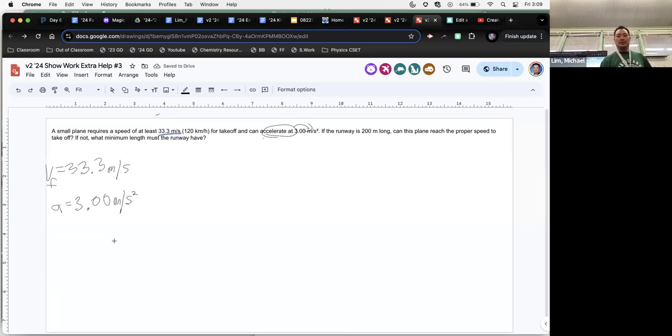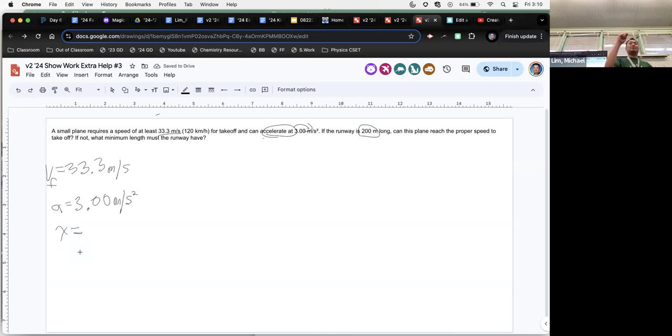Okay, Emiliano, what should we do with this 200? What should that variable be? M is meters, which is what we put for our final answer. But in our equations, there's no M. It's either V, A, X, or T. So X. Sometimes X is another letter. Do you know which ones?